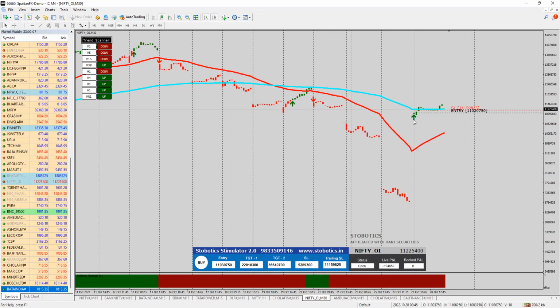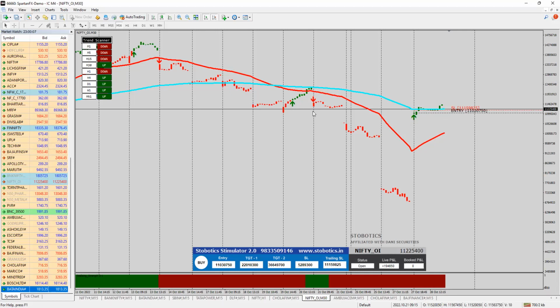Whenever this option chart gives you an uptick, and the seller is over here, that means there is a huge amount of put selling. Because the option chart is going up, that means the market is going to go up. This is for Nifty.